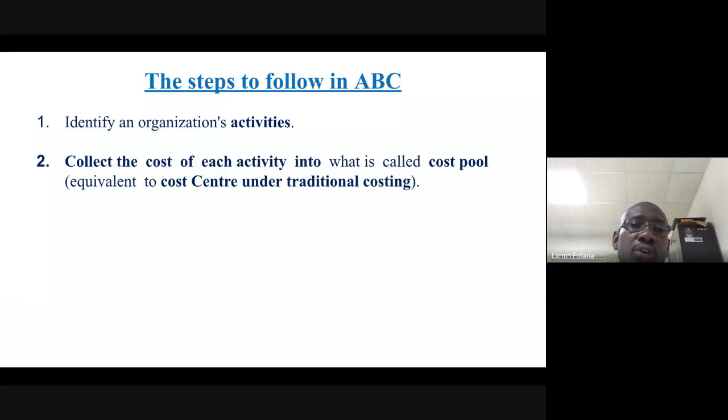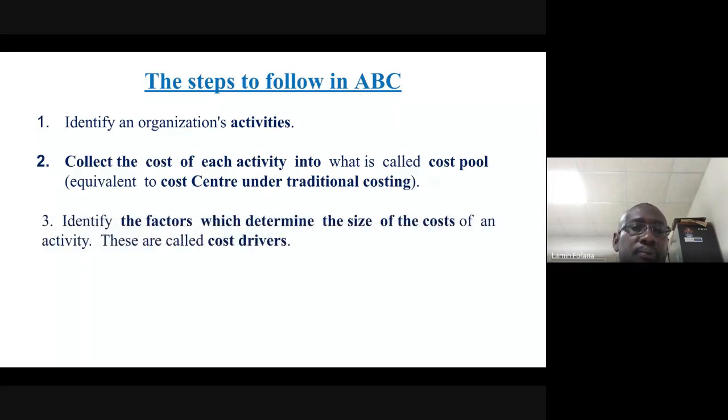Then two, you have to collect the cost of each activity into what is called a cost pool. Okay, equivalent to a cost center under traditional costing. So a cost pool is the same as a cost center, but the ABC method calls it what? Cost pool. Okay, cost center means a department or an area where costs can be traced together. So we collect the cost of each activity into a cost pool.